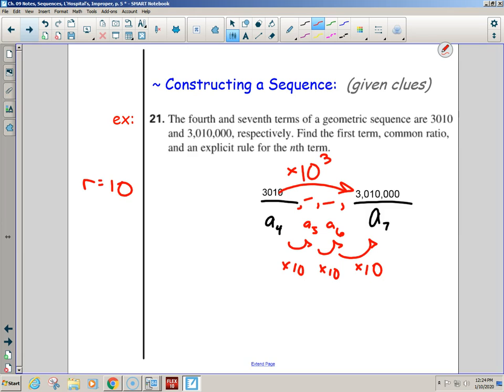So the common ratio is, I mean, that's the only thing. You could say not a lot explicit.